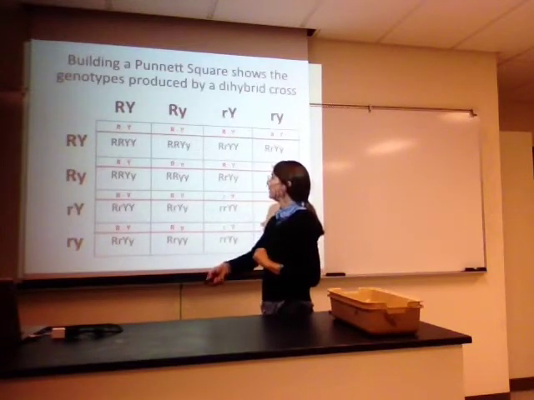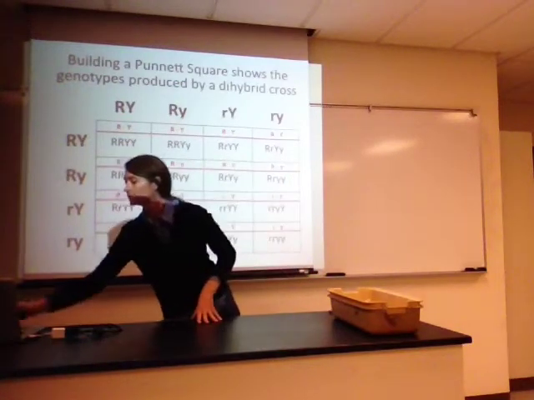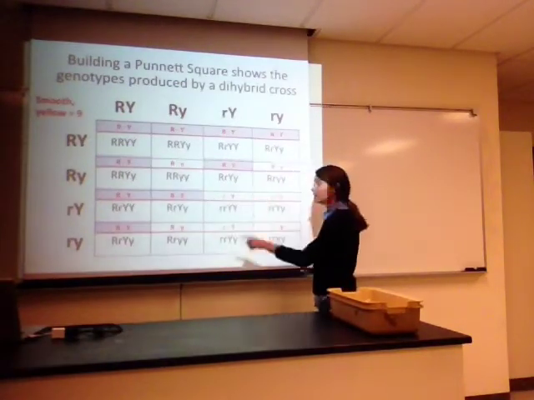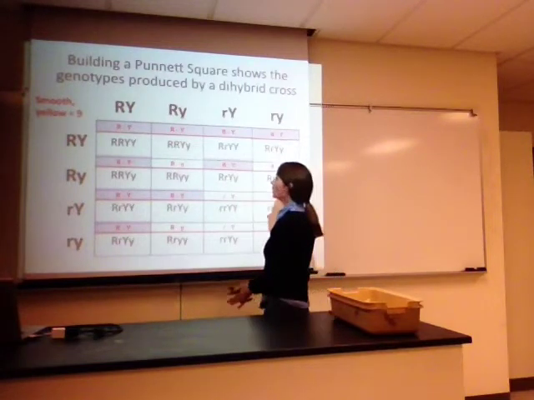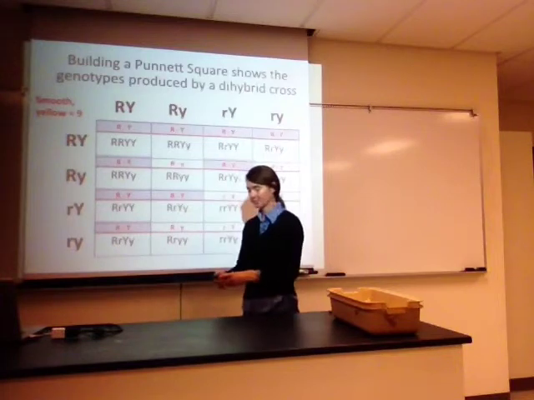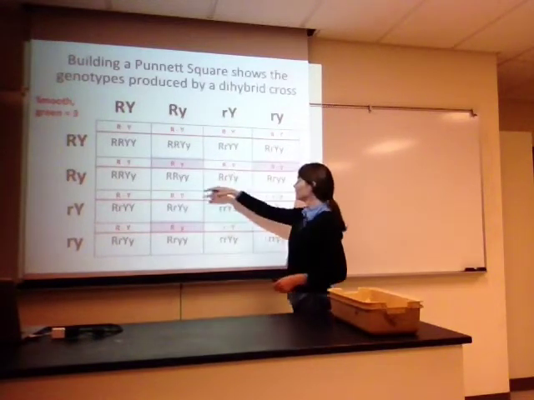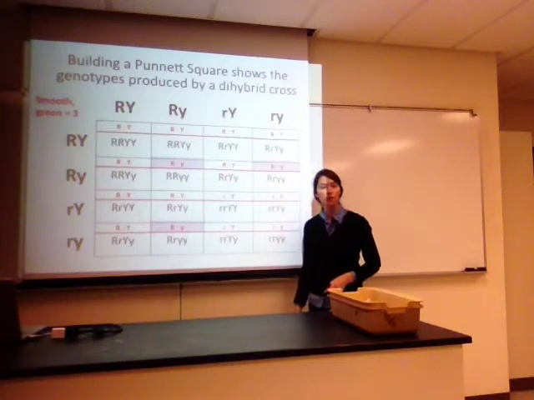Okay, 9 peas, offspring that have smooth yellow peas. We have 3 that are smooth and green.